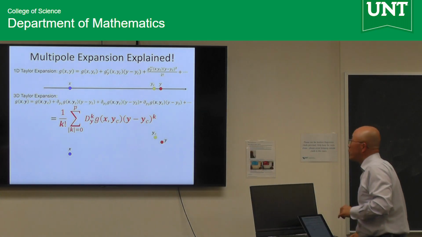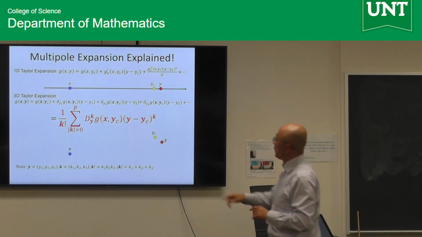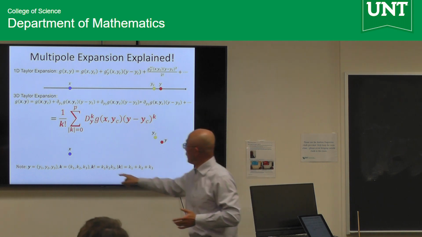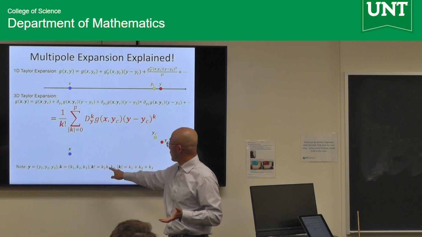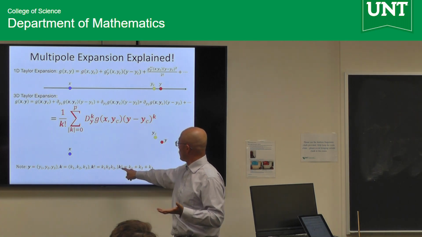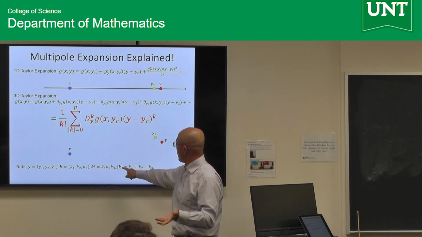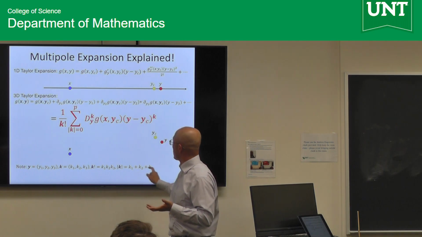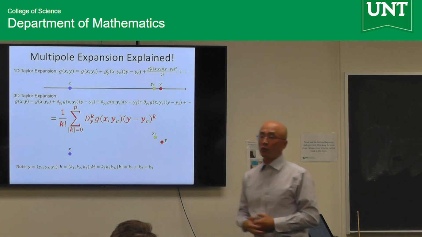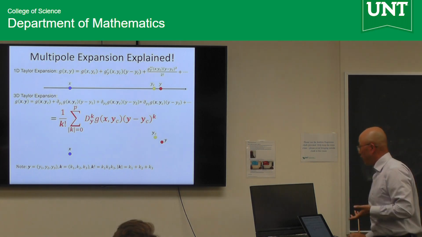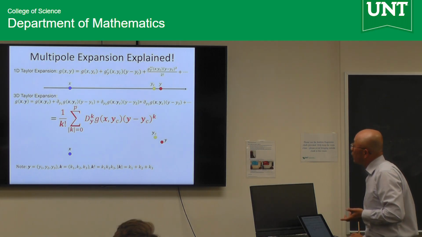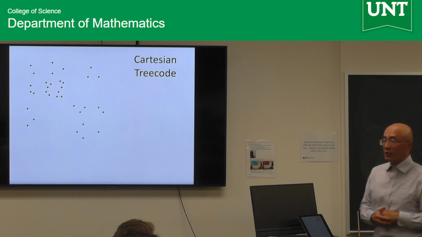So here I will mention a little bit: y is three-dimensional, and k here is also three-dimensional. k factorial means k1 factorial times k2 factorial times k3 factorial, and the absolute value of k is k1 plus k2 plus k3. So this is the three-dimensional Taylor expansion. This can help you understand the algorithm later. Now let's look at the idea behind these two methods.